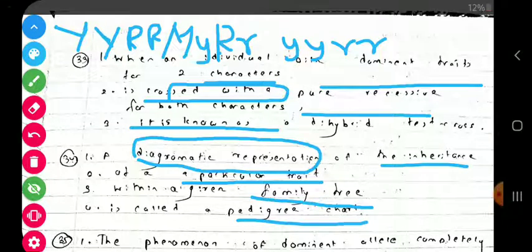So together with me, a diagrammatic representation of the inheritance of a particular trait. You are seeing how the traits of your grandfather or grandmother go through generations in the family tree. A diagrammatic representation of the inheritance of a particular trait within the given family tree is called a pedigree chart. And what does it show? It shows the inheritance of a particular trait within a given family tree. You have to look at examples of pedigree charts, then you can understand this better.